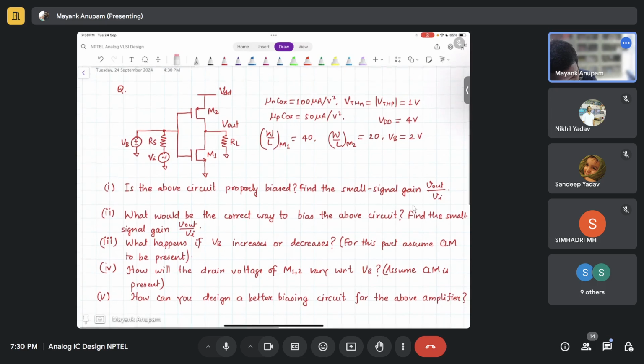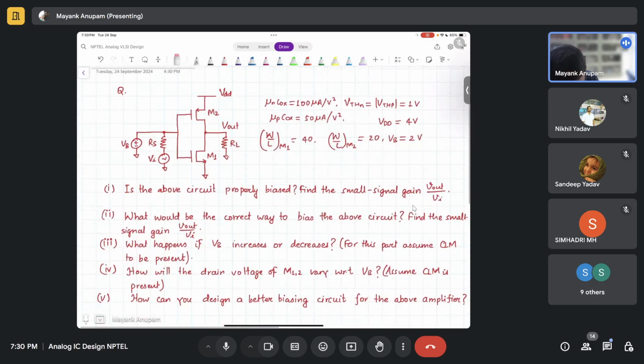Okay, this question I have designed, I'm sure that you will be able to understand it because I have discussed a lot on the previous question. This question you should be able to discuss. So first question, I think you can do it right away. So tell me, is the circuit properly biased? Do you sense any problem with the biasing here? As a hint, find the small signal gain, Vout by Vi.